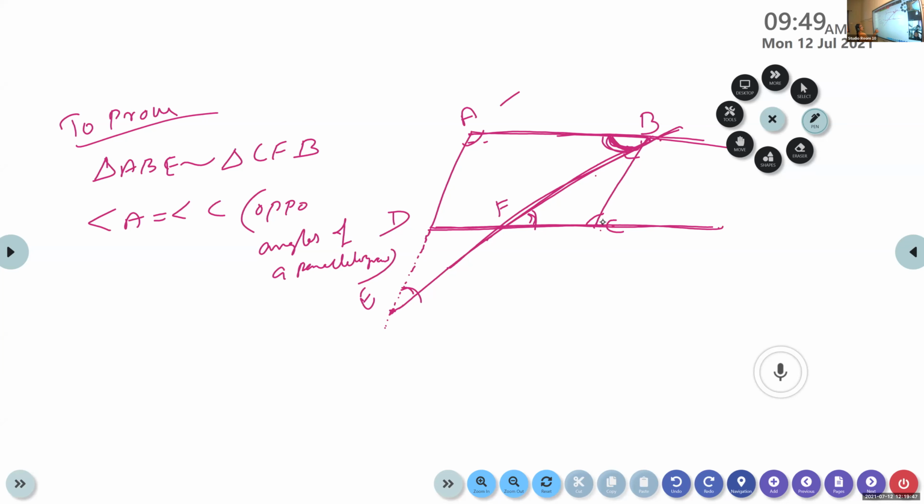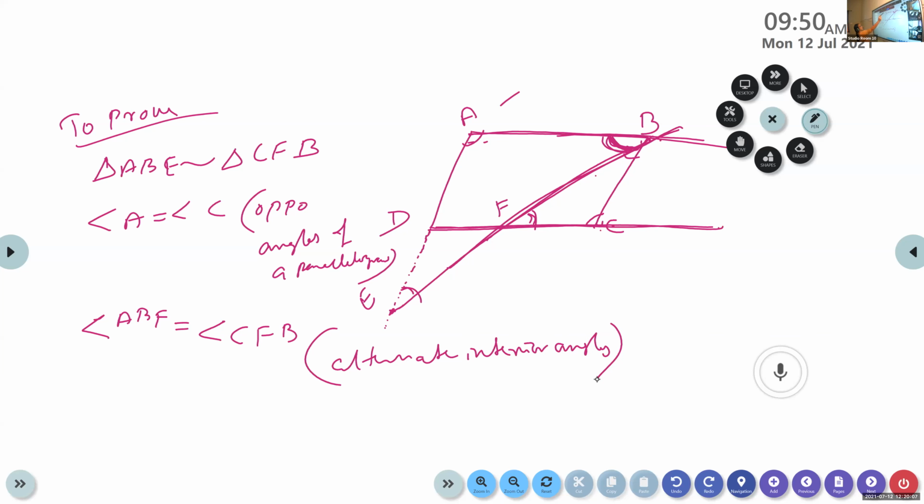Good. Okay, so you can write angle ABF equal to angle CFB, alternate interior angles. Therefore, by AA similarity criteria, triangle ABE is similar to triangle CFB. AA similarity criteria.